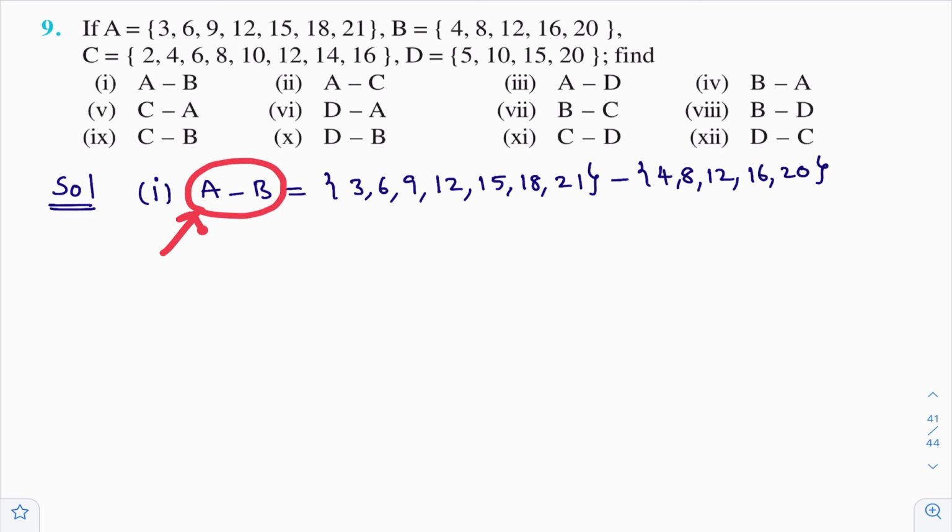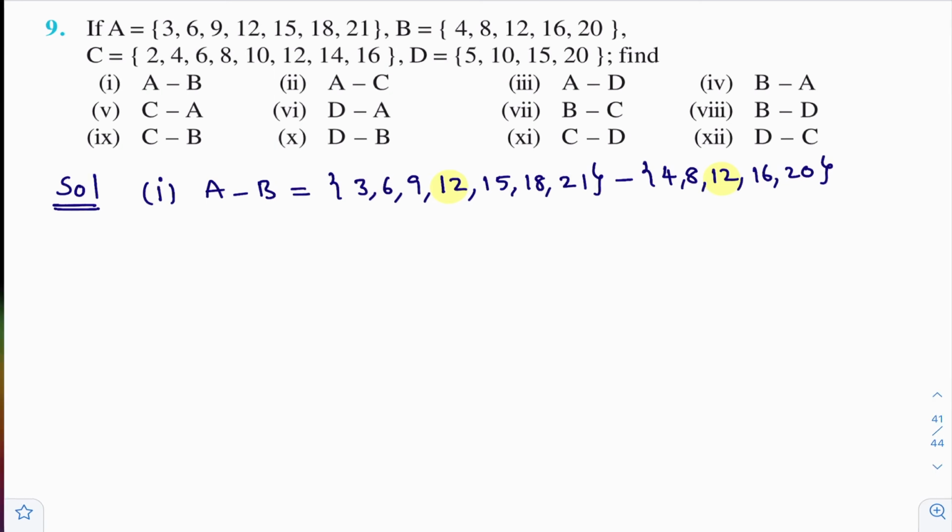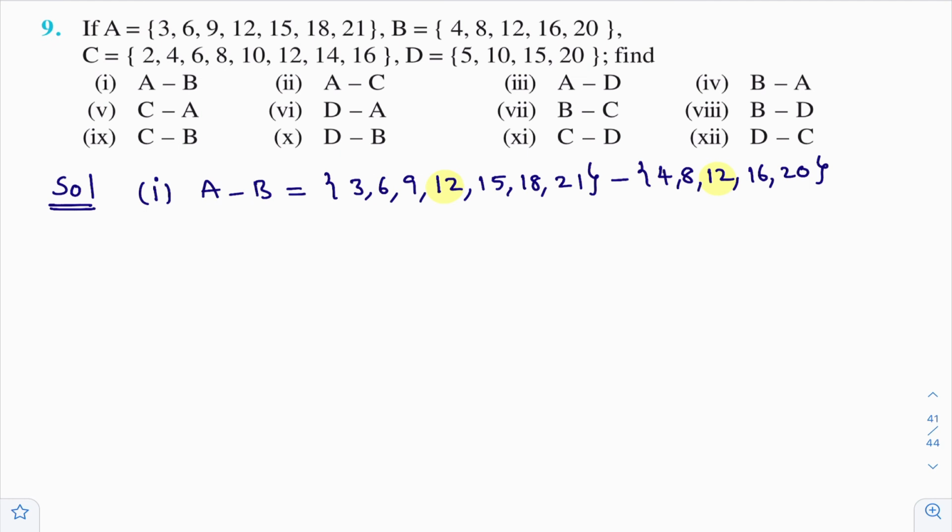To do this, we have a small trick. First, you identify the elements which are common in both. Actually, 12 is the element which is common in both. Is there any other element common in both? 12 is the only element common in both. Yes. So we identified that 12 is common in both. Other than 12, whatever elements are present in this set, they are in set A but not in B.